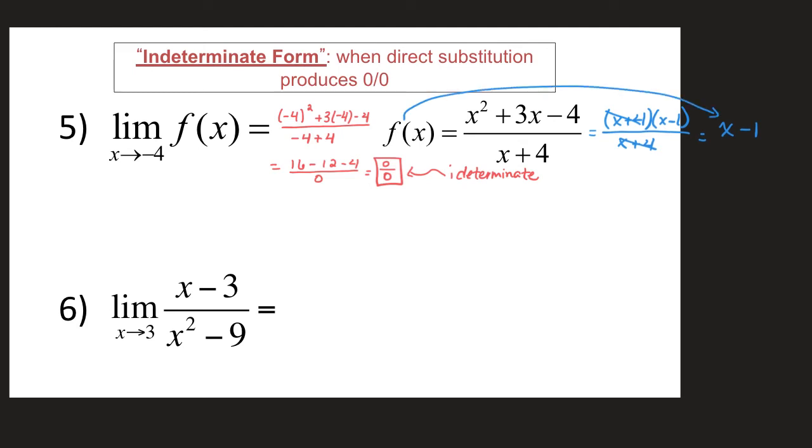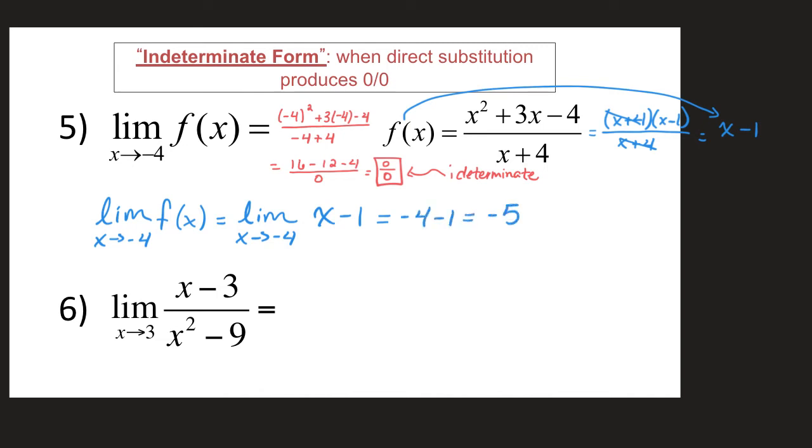And because it's a reduced form of the function f of x, I can use my reduced form to find the limit. So now I can say that the limit of the function f of x as x approaches -4 is equal to the limit as I approach -4 on the reduced function. Plug-in should work here. If I plug in -4 minus 1, I'll get the y value -5. So this is the value of my limit.